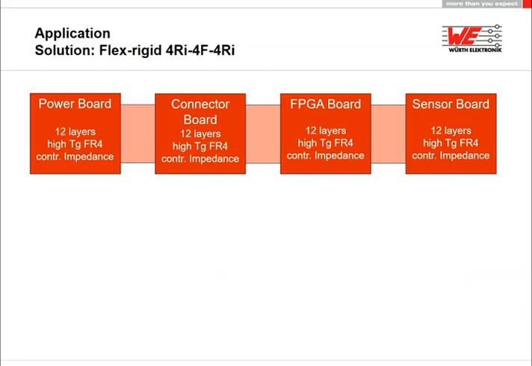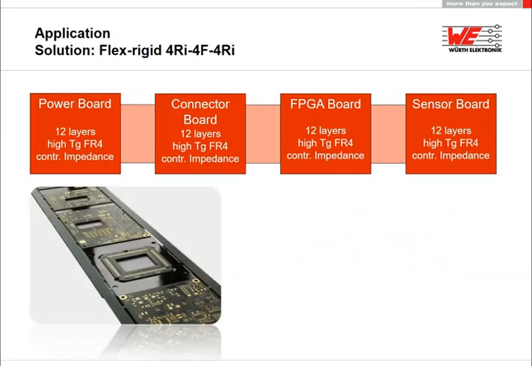Finally, the solution looked like this. We could meet all requirements with only 12 layers. So that means 12 layers in the rigid area and 4 layers in the flexible area. And this is a picture from the PCB showing the delivery panel prior to the assembly.